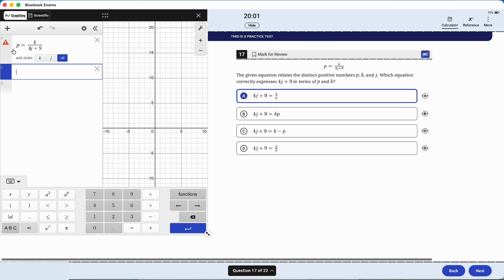So here's a cool thing you can do. You can actually replace these things with numbers, right? Or with x and y variables. So I can make p be y, I can make k be x, and then for j, I'd have to pick a number, right?